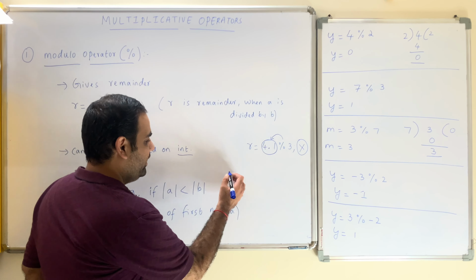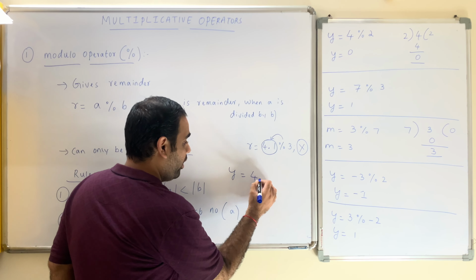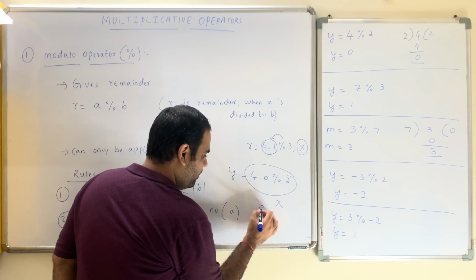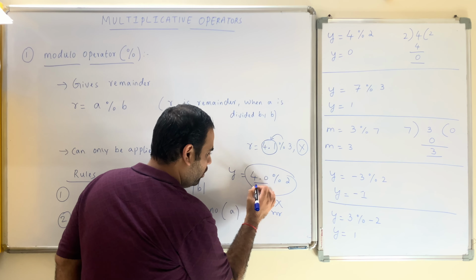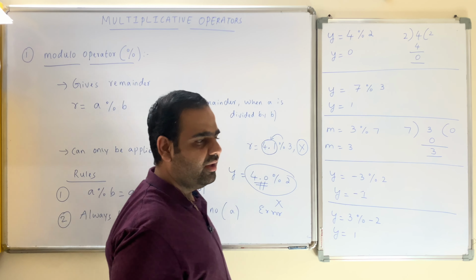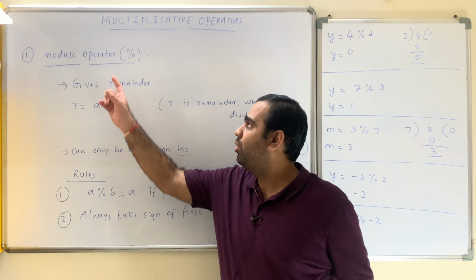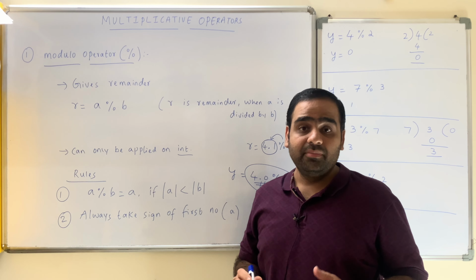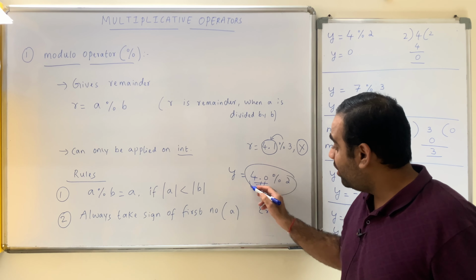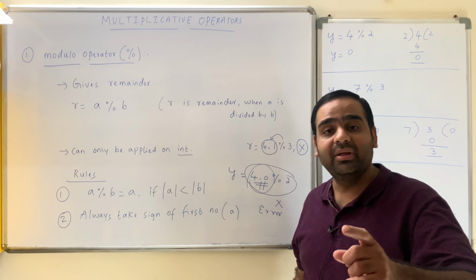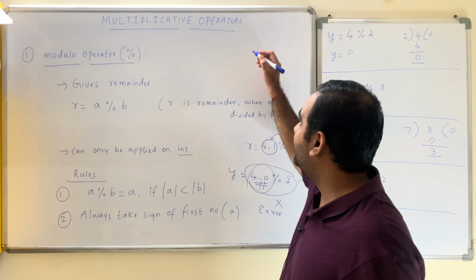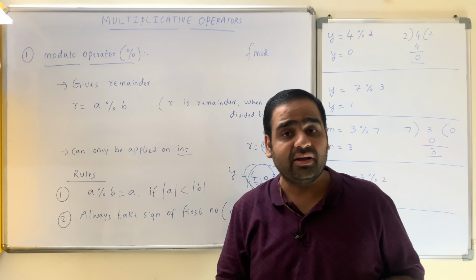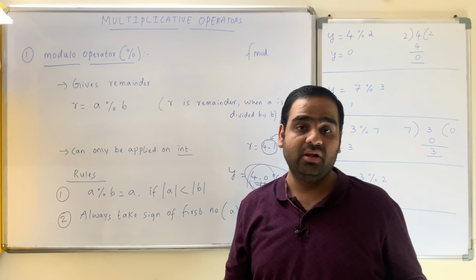But if you write y is equal to 4.0 modulo 2, it's an error. It's an error because 4.0 is a real number, a floating point number, and the modulo operator can only be applied on integers. Now the question comes, sir, how do we get the remainder on real numbers? We will discuss in the mathematical functions video. There is one function called fmod. This fmod function is used to get the remainder on real numbers.